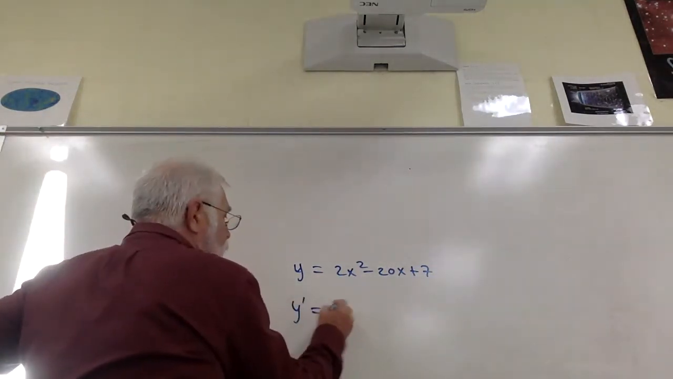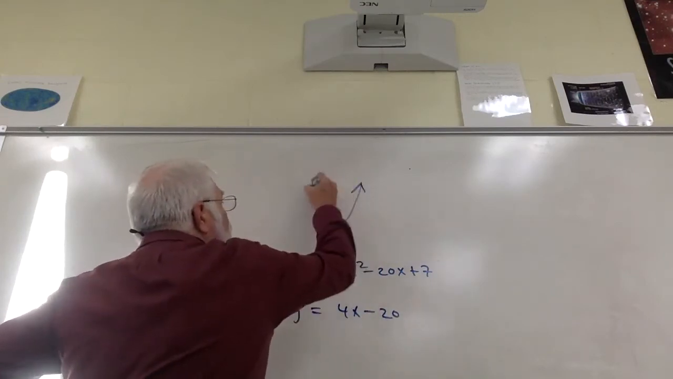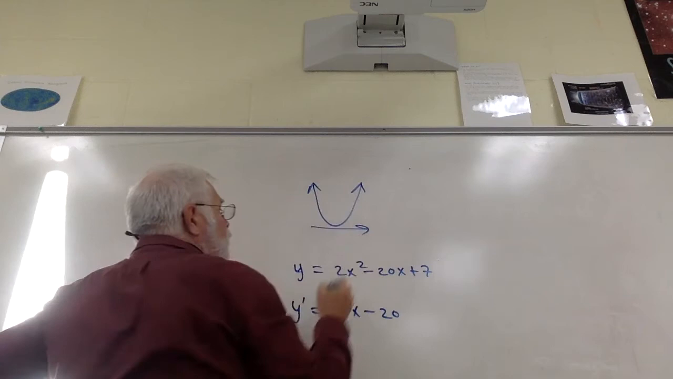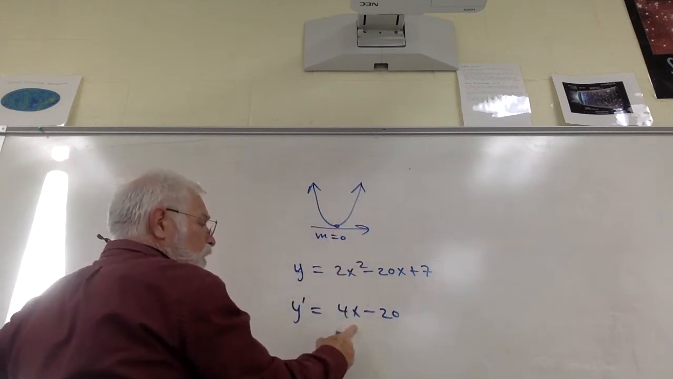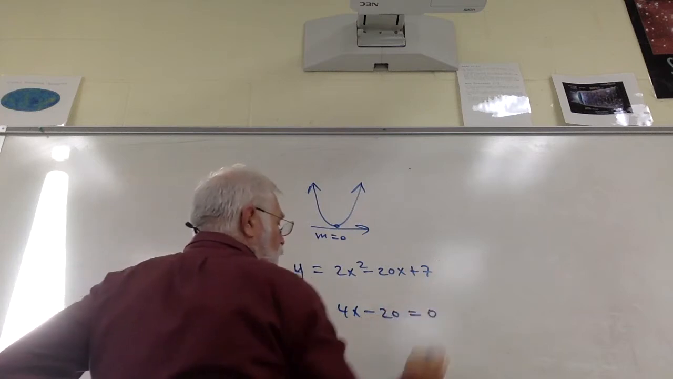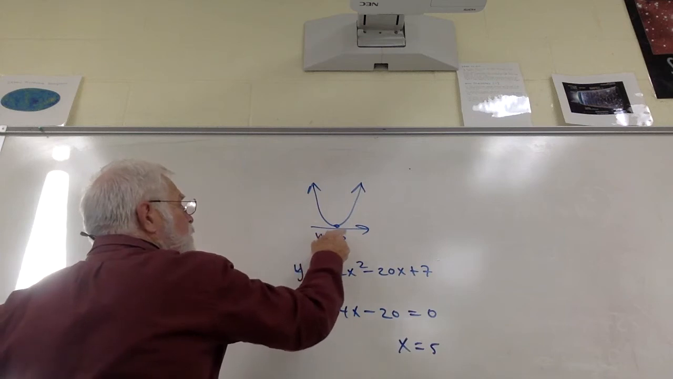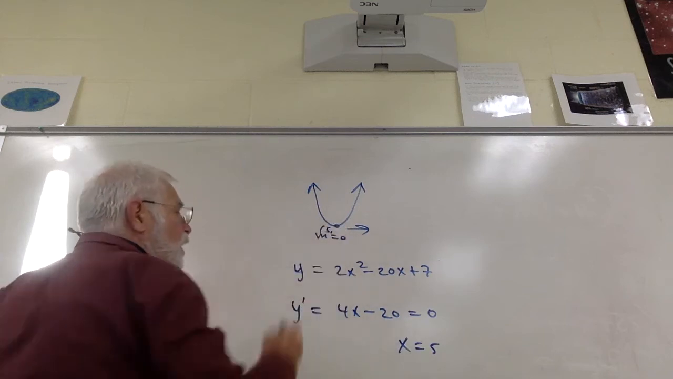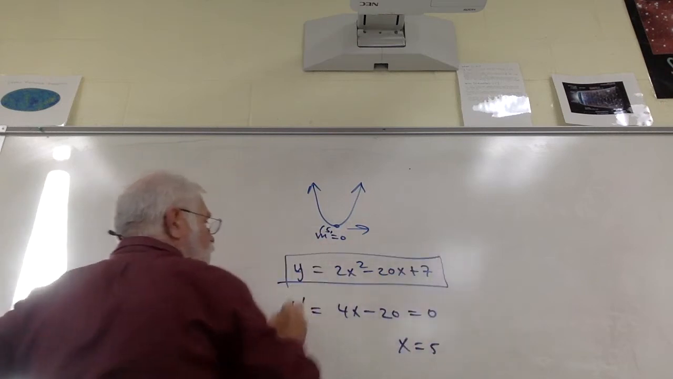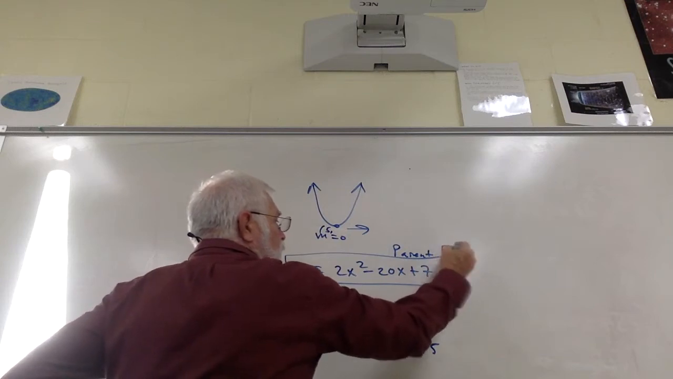So y prime is 4x minus 20. We know we have a cup shape up, and the slope is equal to 0 at the vertex. This is what assigns slopes. So therefore, we want to know when it's 0, and we can see that x is 5. So I now know that x equals 5 is the critical x value. How do we find the y value? We plug it into the position function. Sometimes this is referred to as the parent function.